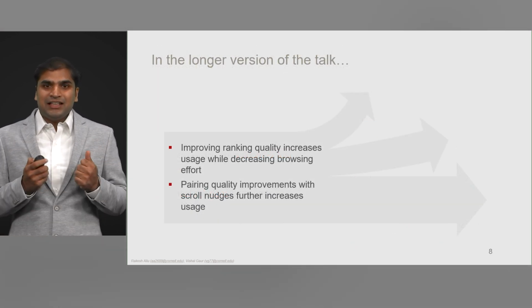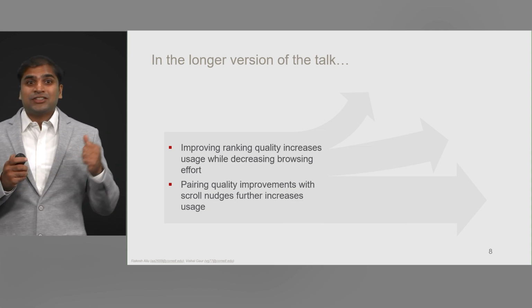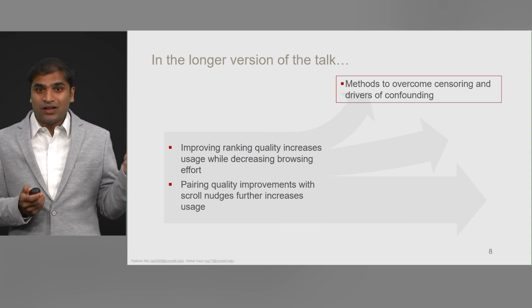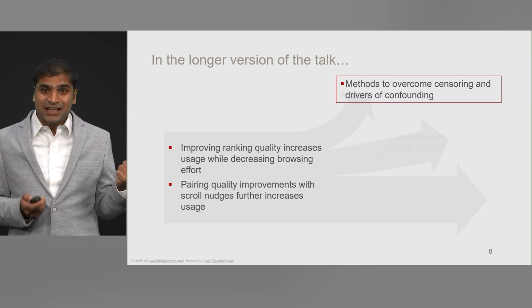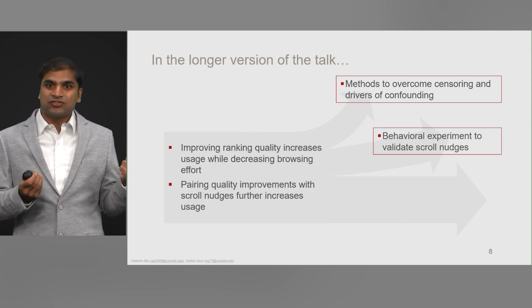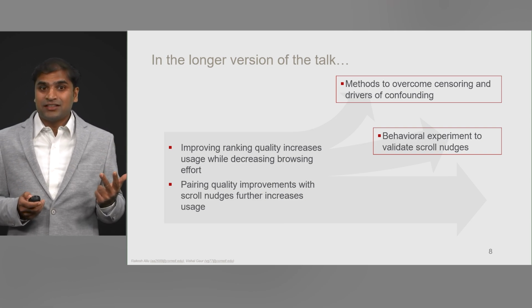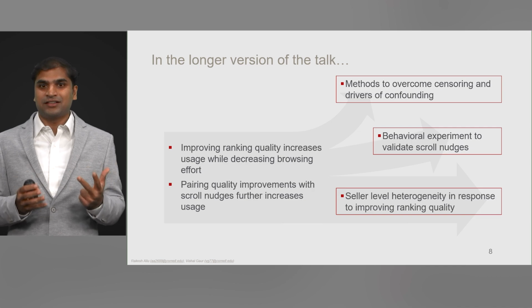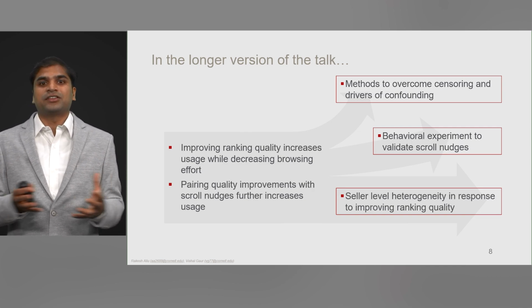So finally, I'll leave you with what you should expect from a longer version of the talk and the paper. Three additional things. One, of course, the methods to overcome censoring and the confounding problem. Second, we are currently testing the idea of scroll nudges with a behavioral experiment. You will see those results. And finally, there are 723 product categories on the platform, and you will see some results on heterogeneity in response to ranking quality across them.